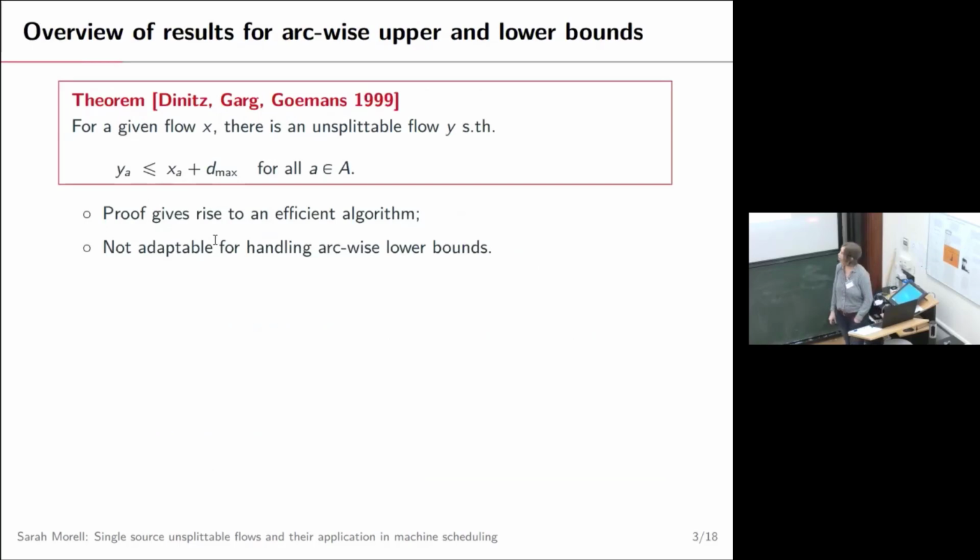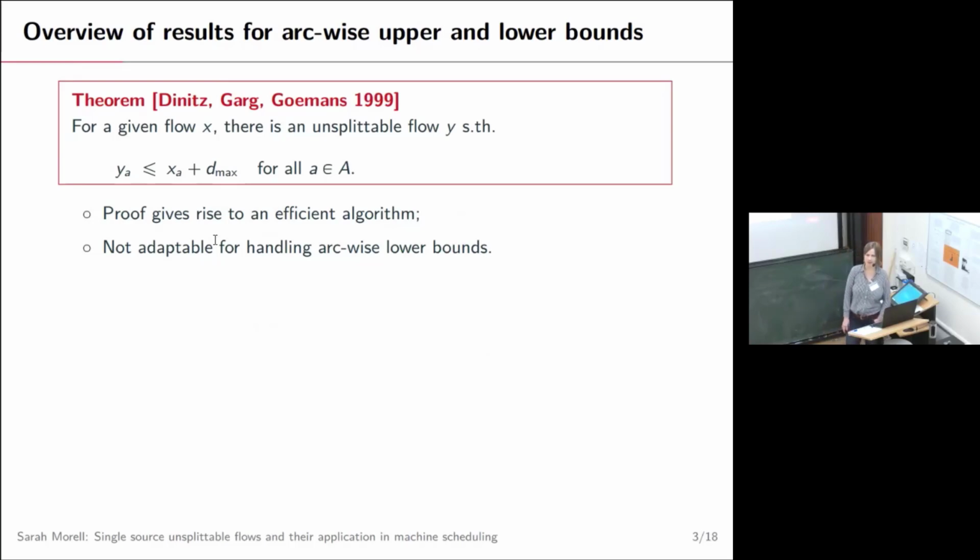Okay, so let's have a look at known results for those arcwise upper and lower bounds. First of all, in the paper of Dinitz, Garg, and Goemans from 1999, they already showed that for a given flow X, there exists an unsplittable flow Y such that those upper bounds we're interested in are satisfied.